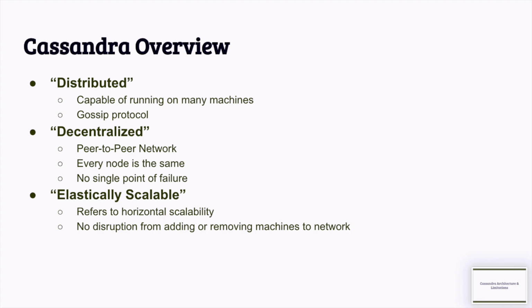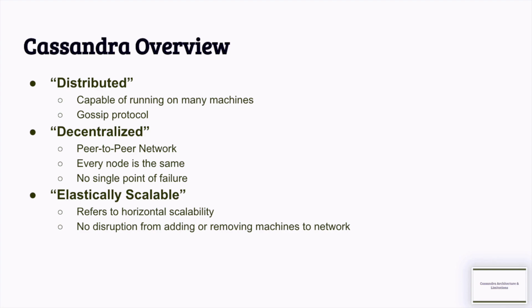So the first thing that comes to mind is distributed, which basically means that it's capable of running on many machines. This is kind of the reason why Cassandra and other NoSQL databases were created in the first place. Relational databases have large problems when it comes to scalability, and this is something that Cassandra is able to use to scale properly. Basically what it does is it optimizes performance across machines and data centers, and it's decentralized. And it uses this gossip protocol.